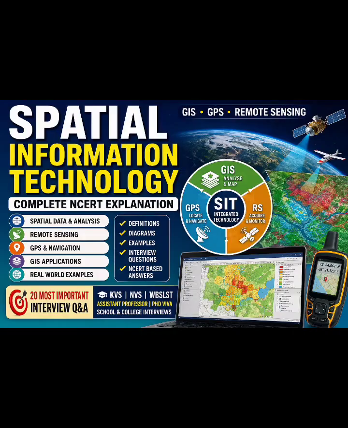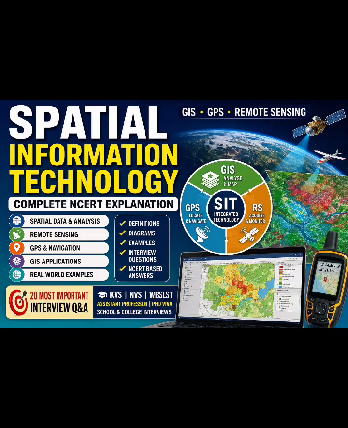For example, satellite images acquired through remote sensing are analyzed in GIS to prepare flood hazard maps. Next question, explain the relationship among GIS, GPS and remote sensing. So GIS, GPS and remote sensing are the three major components of spatial information technology.